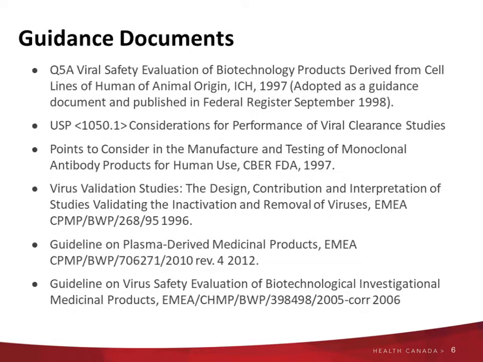So for viral safety, the main guidance document that is utilized at Health Canada is ICH Q5A. There are other guidance documents from other jurisdictions like EMEA and FDA. There's also a USP chapter on considerations for performance of viral clearance studies. But these are all rooted in ICH Q5A and stem from ICH Q5A. So ICH Q5A came into being in 1998, and it was adopted by Health Canada in 2001. So there has been a number of years that have passed since its initial adoption, and so there is some need for modernization of ICH Q5A, and I will touch on that a little bit later.